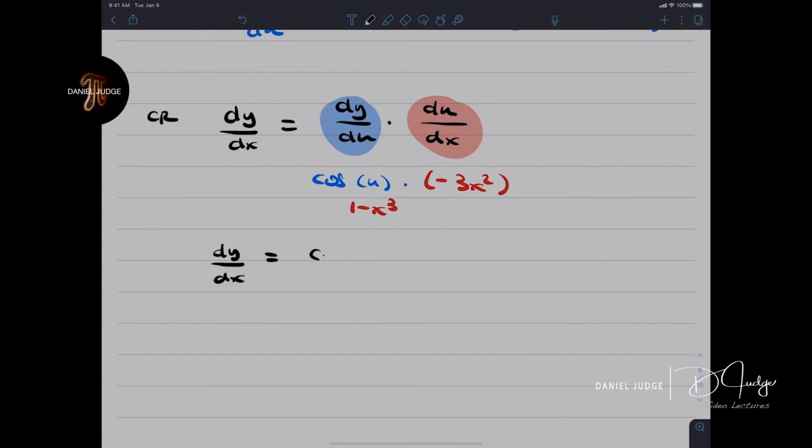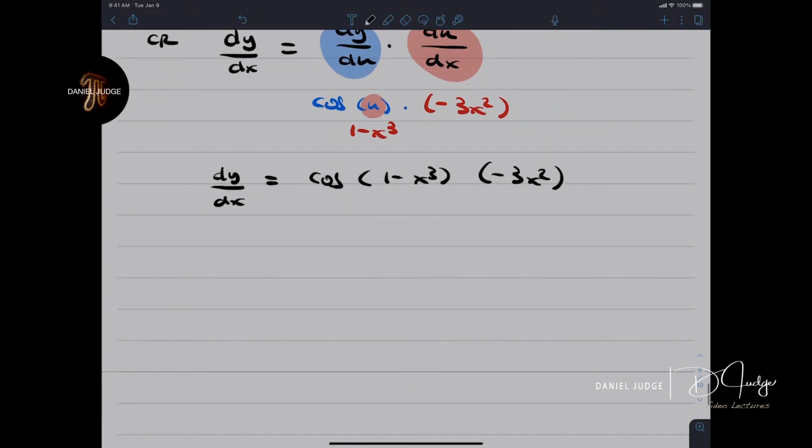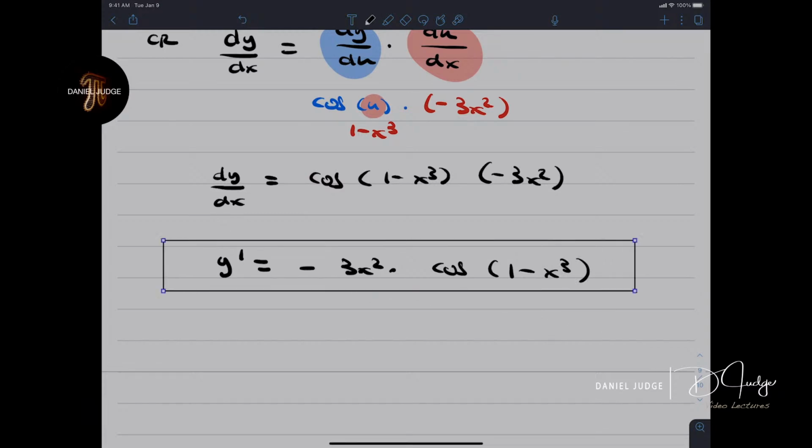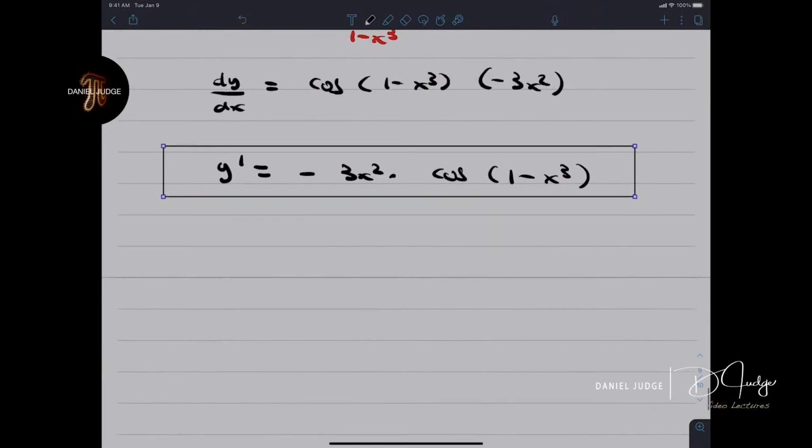dy dx is cosine 1 minus x to the 3rd, because that's what u is here, times minus 3x squared. But you can't distribute because this is function notation. Y prime is minus 3x squared times cosine of 1 minus x cubed, ladies and gentlemen. Here we go. And you're done.